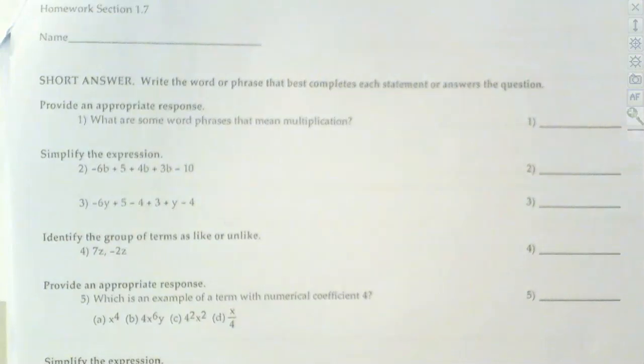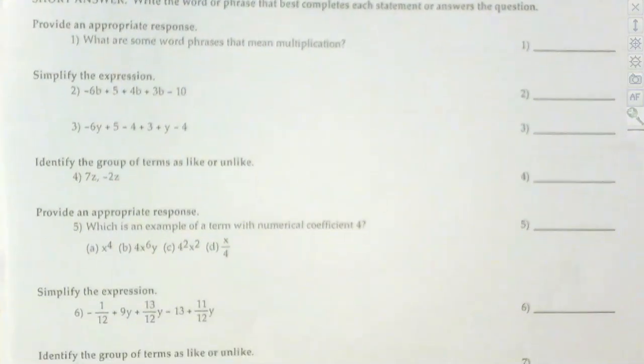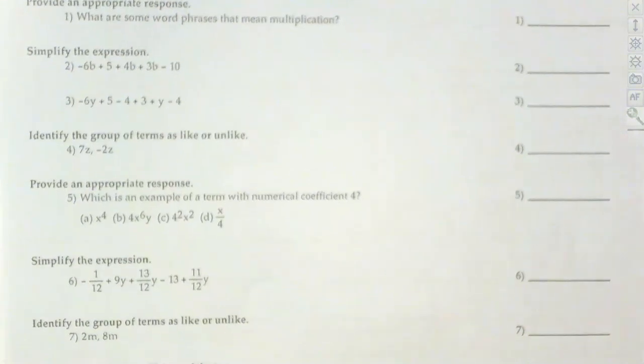There's other words too. You could do times. You could do product. There's some other ones as well, but those are the main ones. Just list one of them out. Just give me some words that mean multiplication. So times, products, those are fine. For 2 and 3, all you need to do is combine the like terms. Question 4 is talking about these to see if they're like or unlike, which is just looking at them. Question 5, we want to know which one has the coefficient of 4.